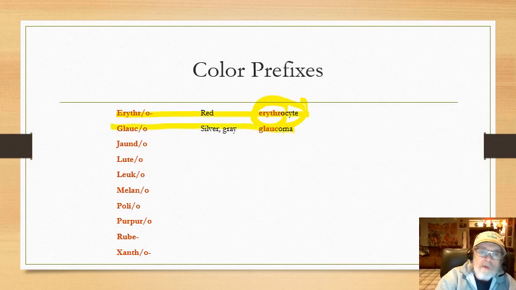Glaucoma means silver or gray. That's where we get to glaucoma. Now, a lot of people don't really know what glaucoma is. Let me just explain a little bit about glaucoma and what it is. Let me just draw a picture of an eye here.